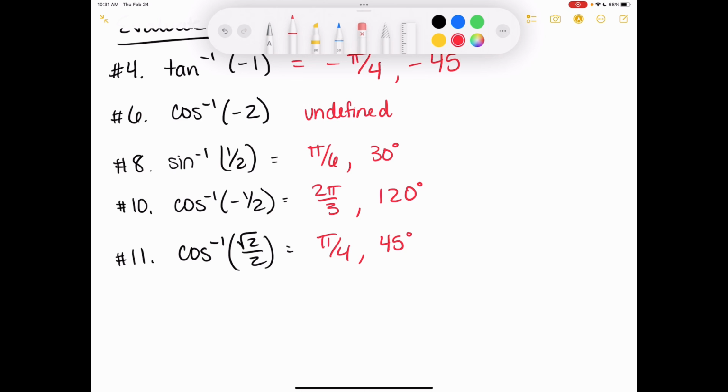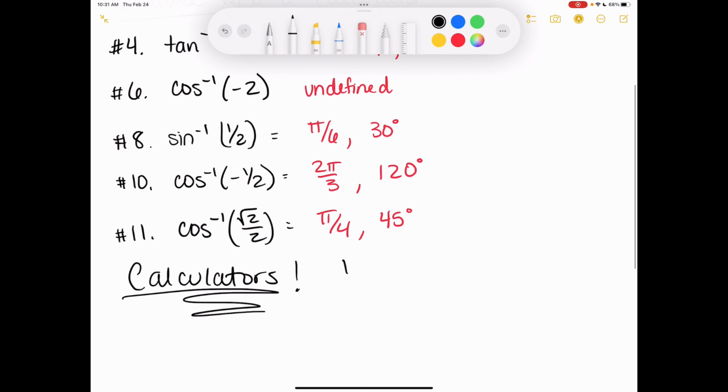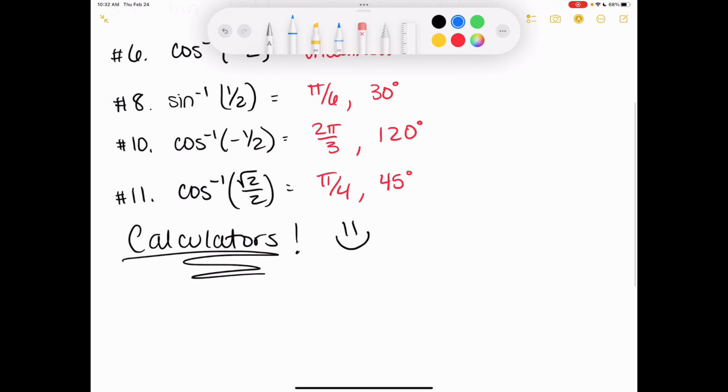All right, the next ones you get to use your calculators for. That means it's kind of more difficult. How much space do we need on our paper now? Each one's only going to be like a line. All right, so with these, you need to do them in both degrees and radians still, so you have to switch the mode.